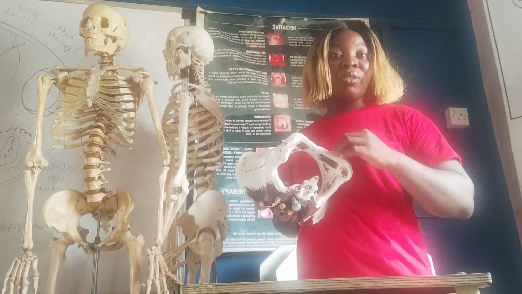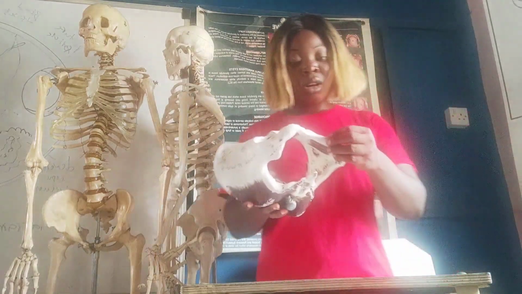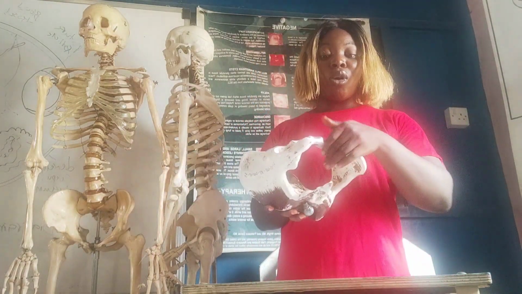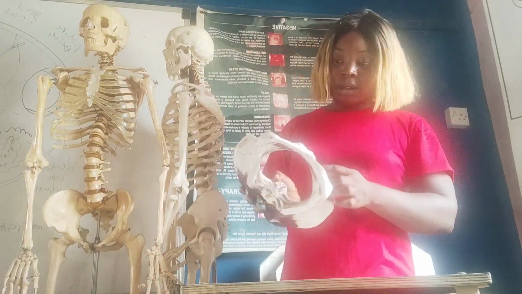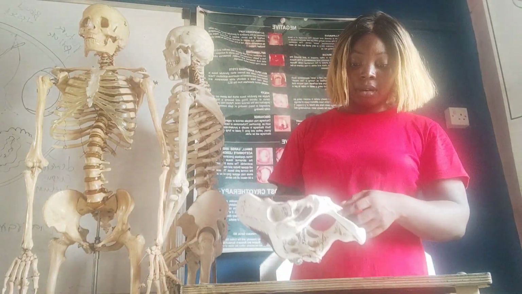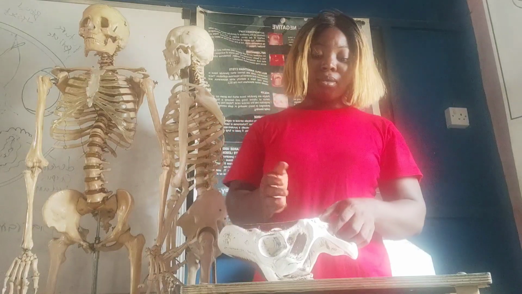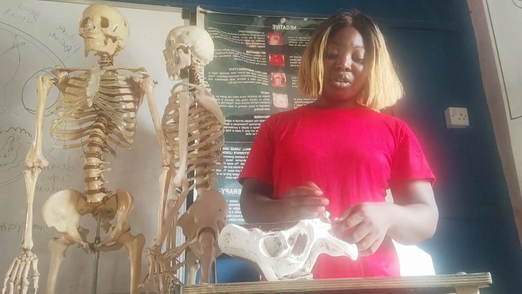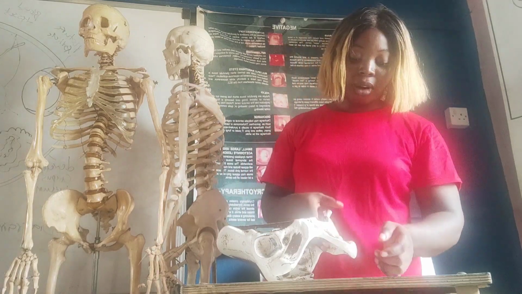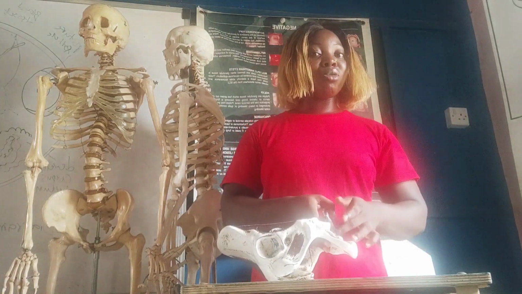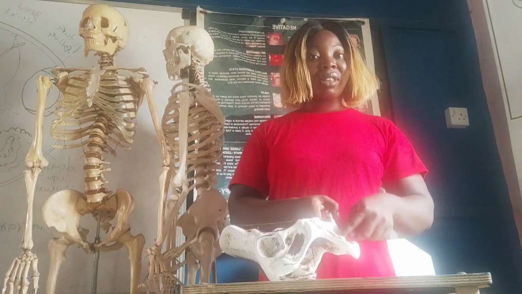Around there we have the ramus of the ischium, which joins with the inferior ramus of the pubic bone to form this obturator foramen. The body of the ischium and the body of the pubis form this obturator foramen, and this ischium forms 2/5 of this acetabulum.